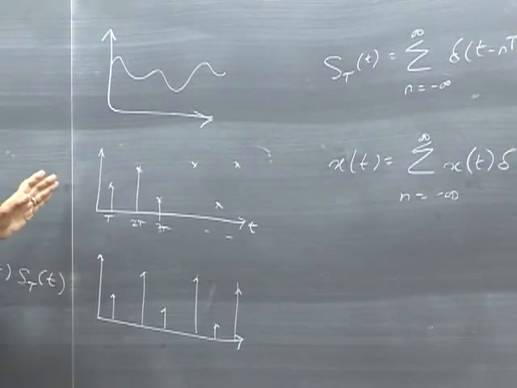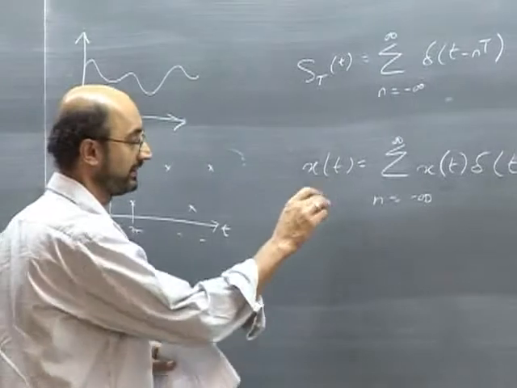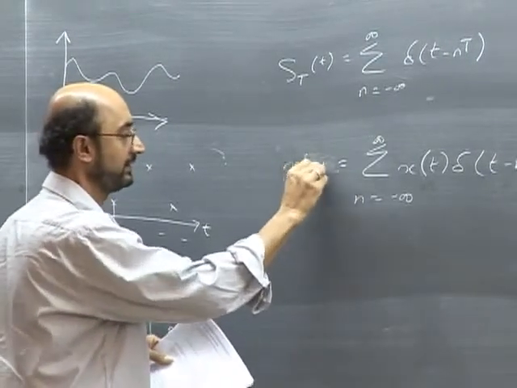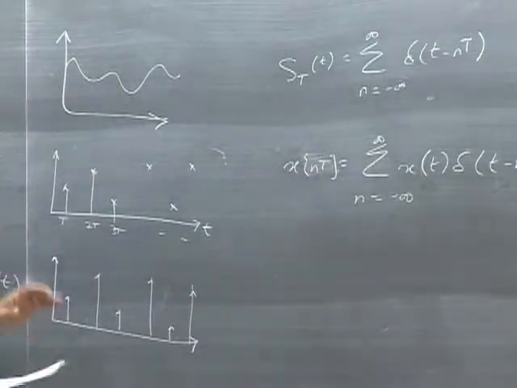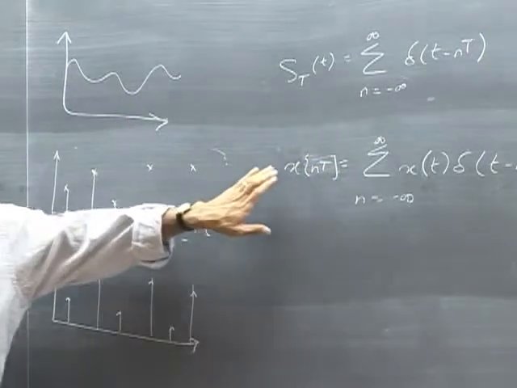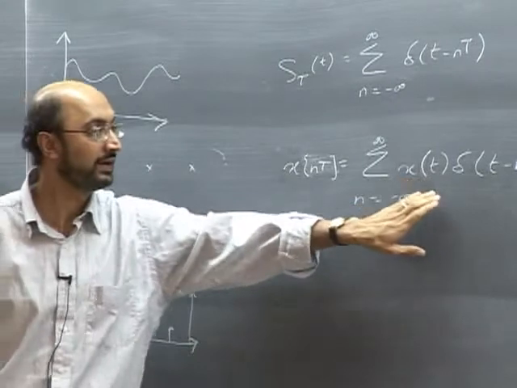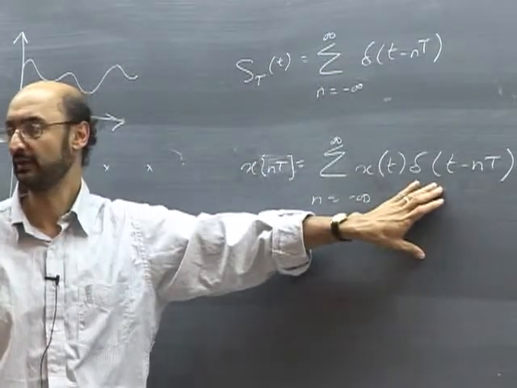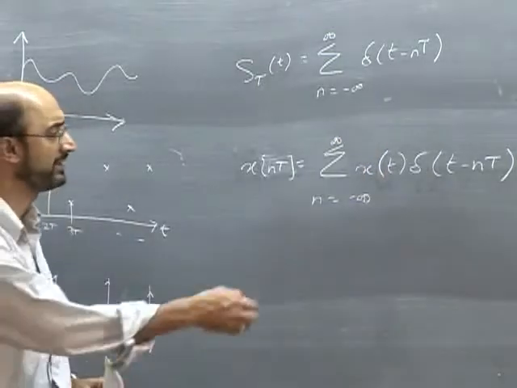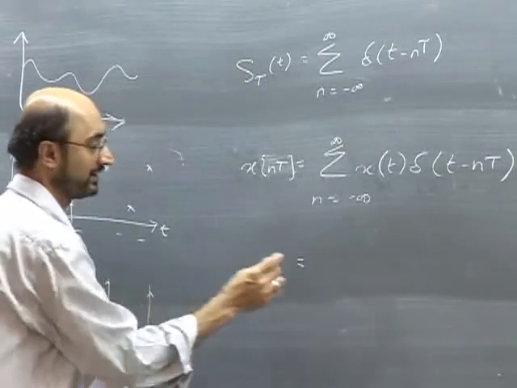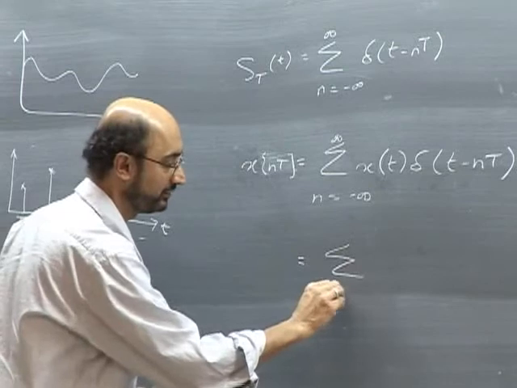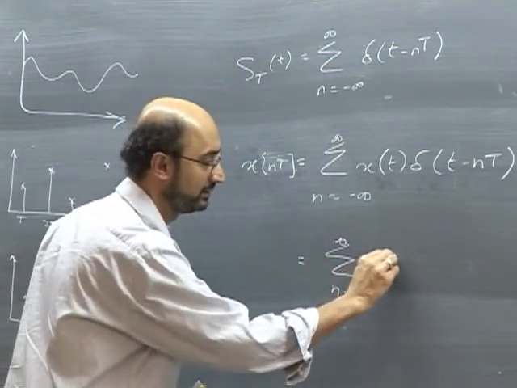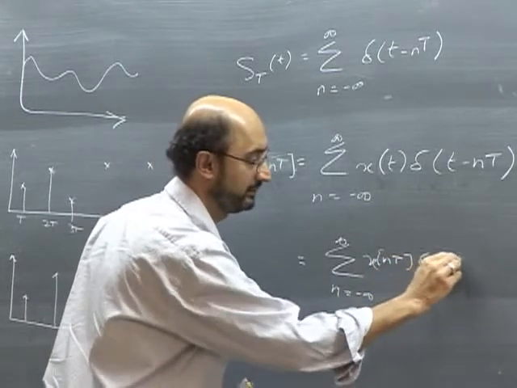Actually, maybe I should say x(nT). Sorry, I made a mistake here. So I'll get the discrete function x(nT) by taking the continuous function and essentially substituting what s(t) is over here. That's just substitution. And then I'm going to do the trick, which is where the equivalence comes in. I'm going to say this is equal to the sum over n equals minus infinity to infinity of x(nT) delta(t minus nT).